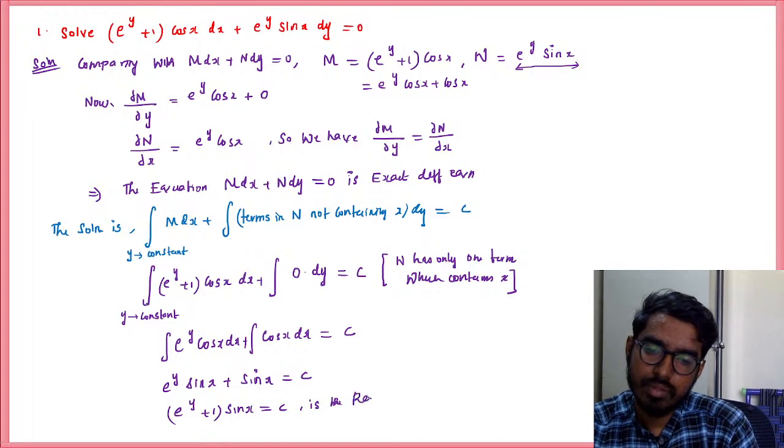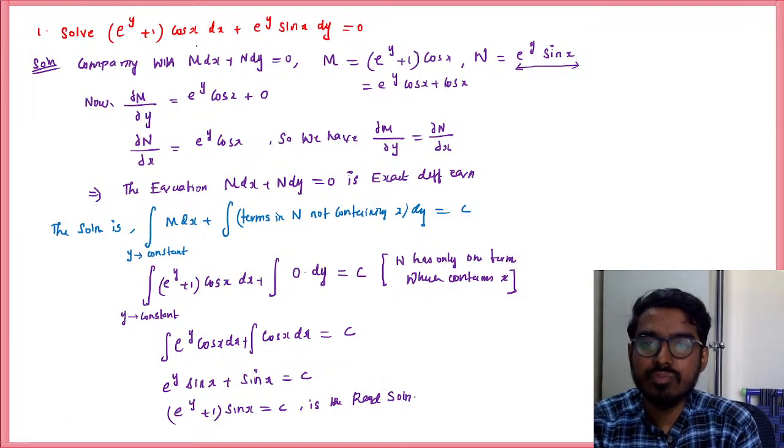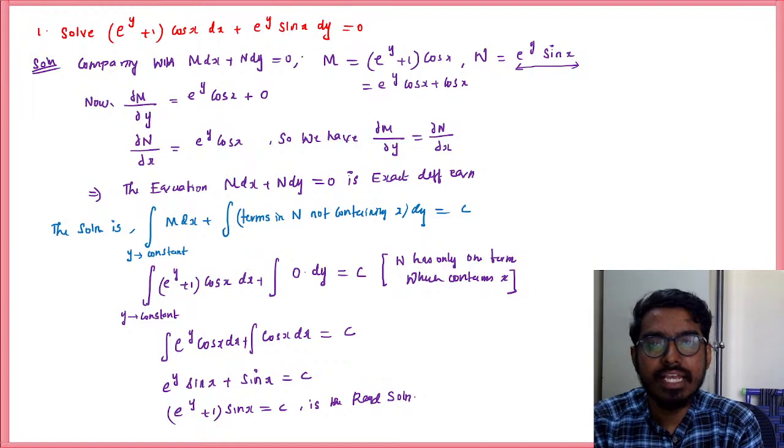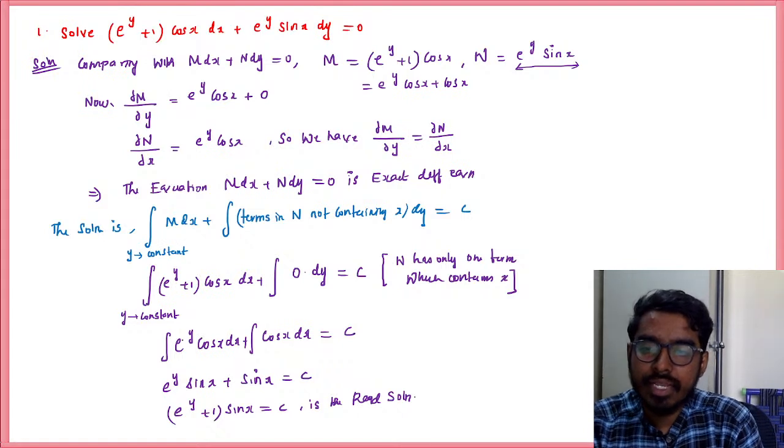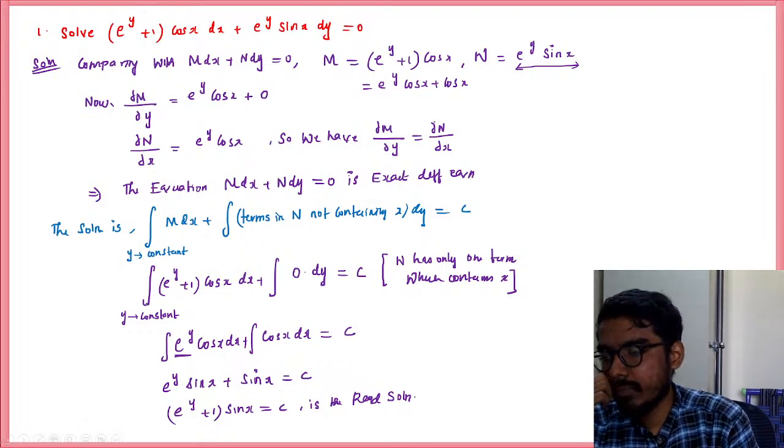Very simple problem. It seems slightly confusing, but it is very simple, right? You just prove it is exact. Whenever you have M dx plus N dy is equal to 0, you prove it is exact by showing dou M by dou y is equal to dou N by dou x. If it is exact, the solution is integration of M, treating y as constant, with respect to dx. So take e power y outside. Very simple answer, right? So, second problem.